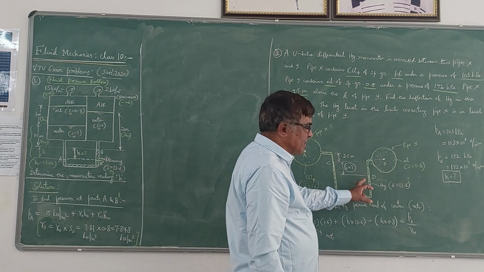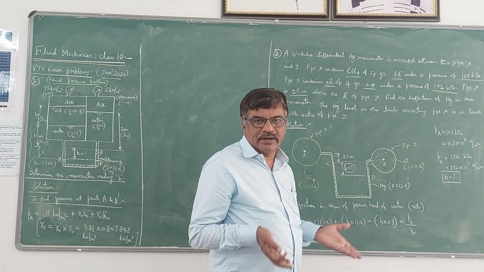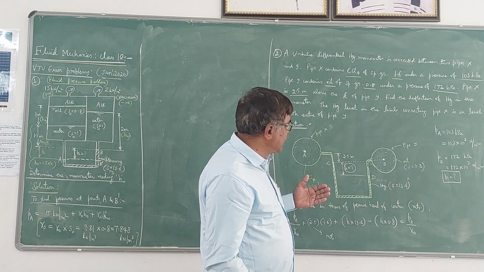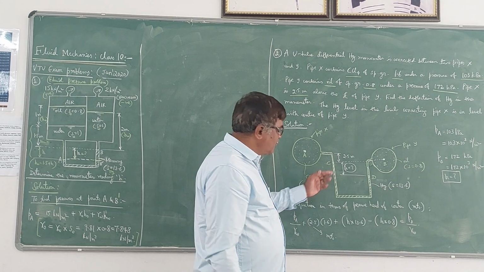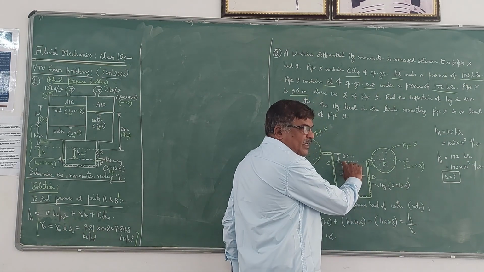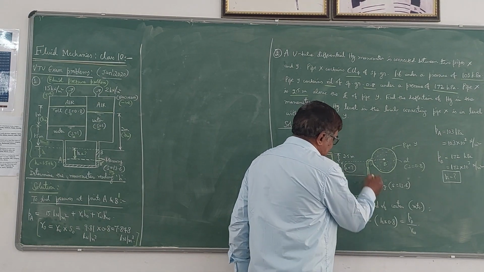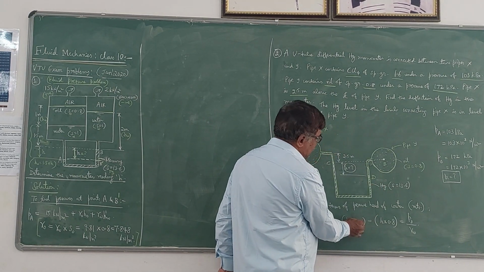Next point is D. D is also below C, so we have to add the pressure. Pressure will be more at D than the pressure at C. So plus. Now once again the vertical difference between C and D is H, multiplied by specific gravity of the liquid between C and D, which is mercury, 13.6.